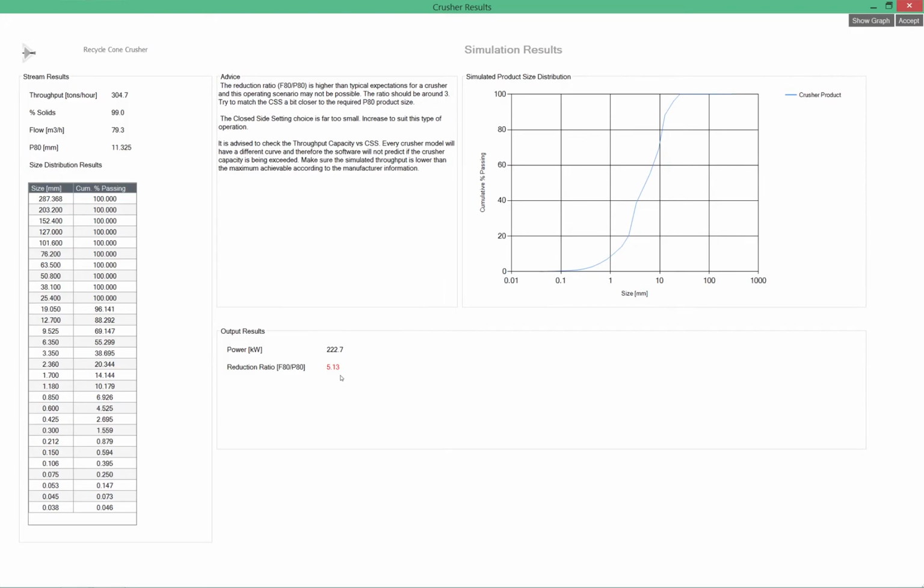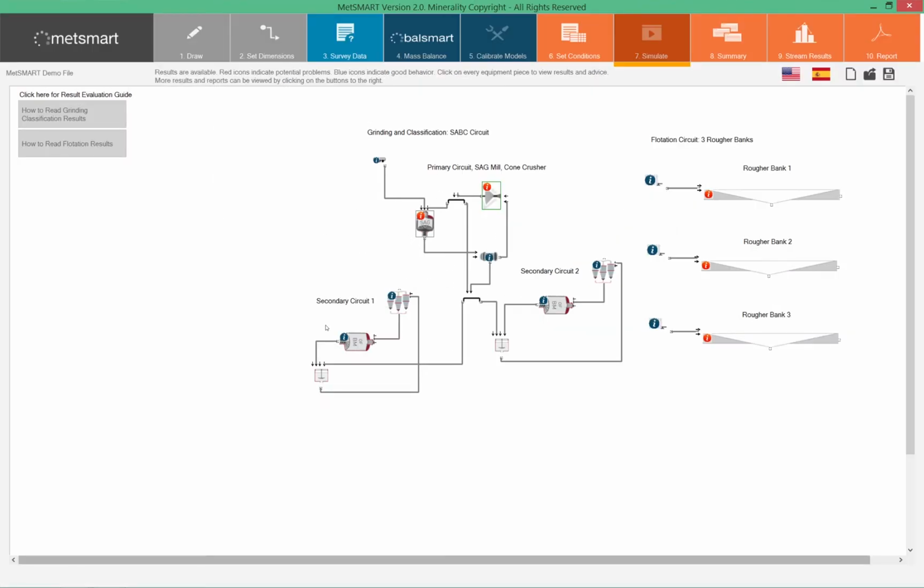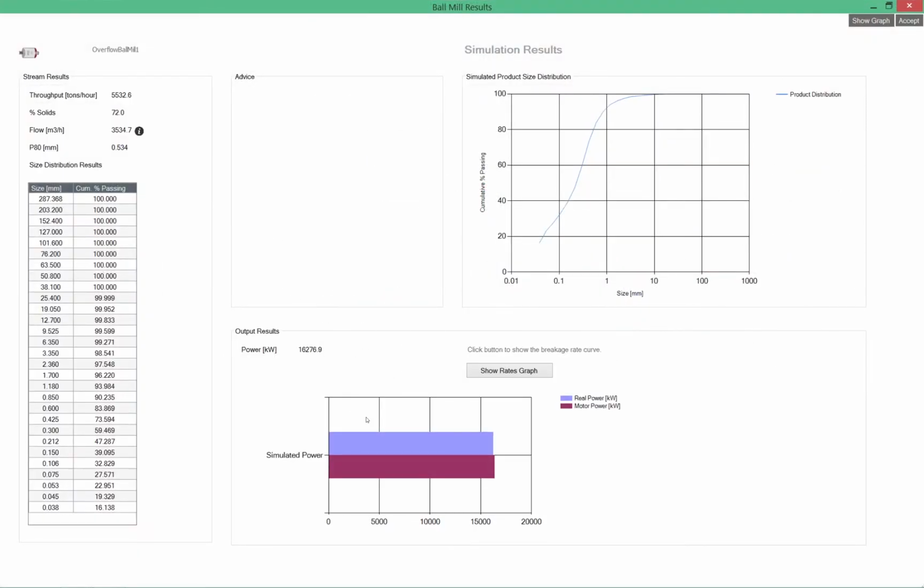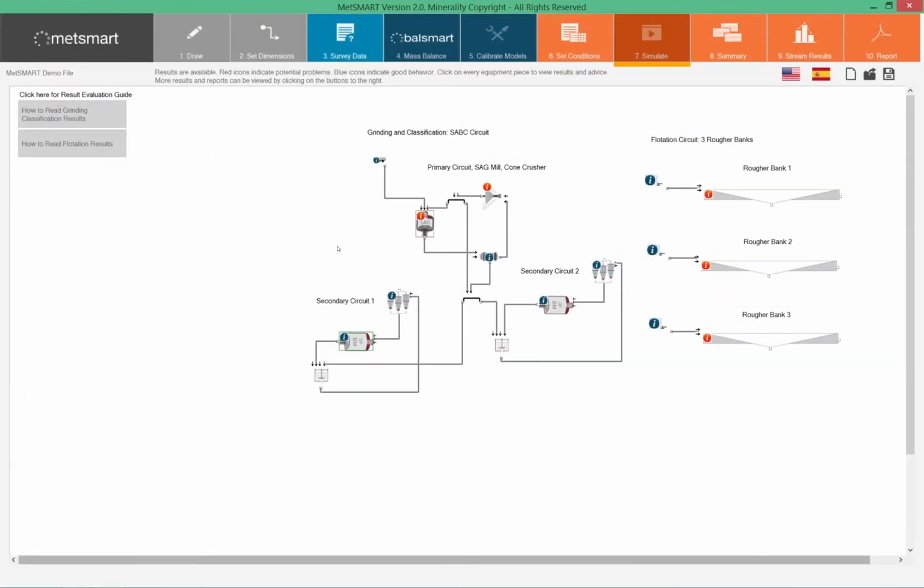And again, we still have the same problem in the crusher, and that is that we are reducing too much. So it is possible that this closed side setting in our simulation is a bit too low for this specific scenario. We can see in the ball mill that we have good operation. The icon is blue, so there is our power draw, and in the graph you can see that our real power draw is smaller than the installed motor power.